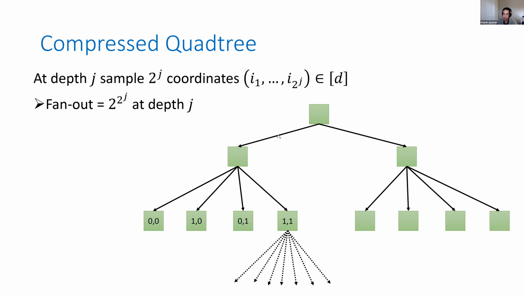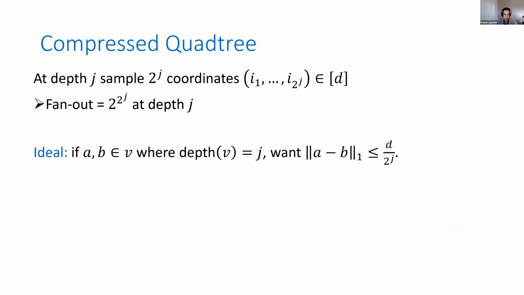At the first level, I sample 1 coordinate, and I have 2 children. At the second level, I sample 2 coordinates, and I have 4 children, corresponding to the ones that have a 0, 0, ones that have a 0, 1, and so on. And then I'll sample 8, and then 16, and so on. So that's all I'm going to do. I'm just going to do this a little bit faster. So instead of d levels, I'll have log d levels, because at the end, I'll have sampled all the coordinates in the tree, roughly, in the hypercube.